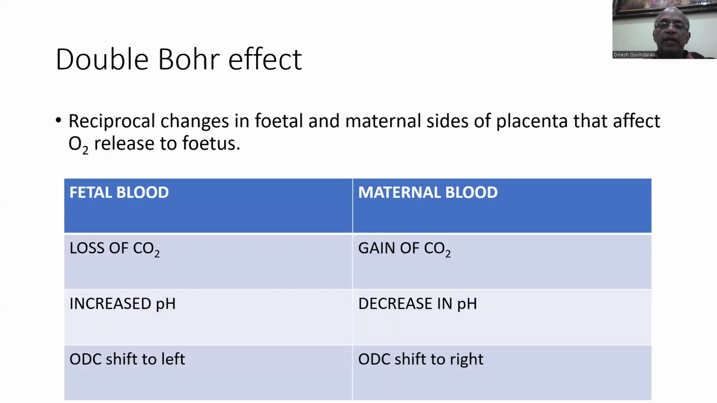There is one more effect called the double Bohr effect, where the reciprocal changes on the fetal and maternal sides of the placenta affecting the oxygen release to the fetus are shown. From the fetal blood, carbon dioxide and the metabolic or acidic end products are shifted to the maternal blood. So this loss of carbon dioxide causes alkalosis and the ODC shifts to the left, and it takes up more oxygen from the maternal side. In the maternal blood, because of the gain of acid products and carbon dioxide, acidosis occurs, the ODC gets shifted to the right, and it delivers more and more oxygen to the placenta or the fetus.